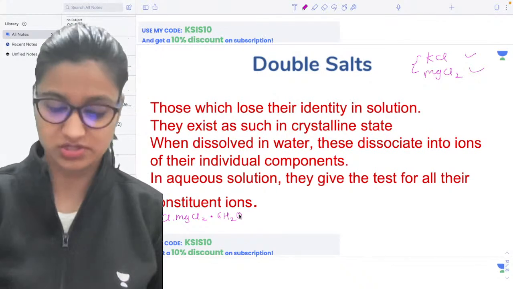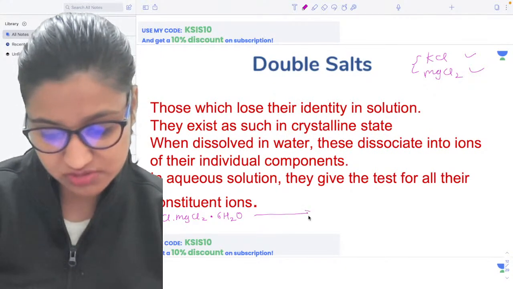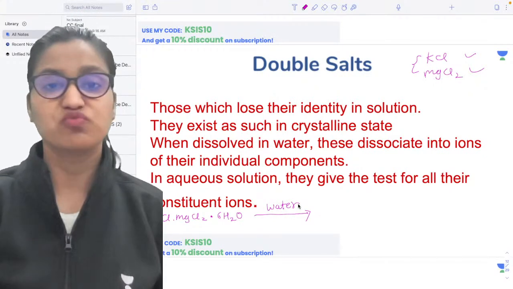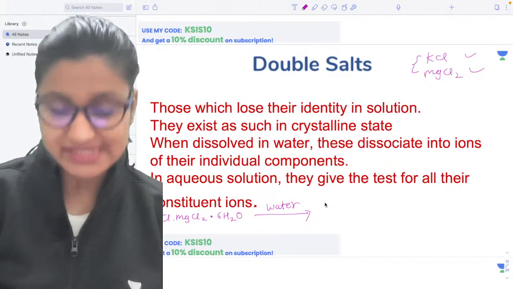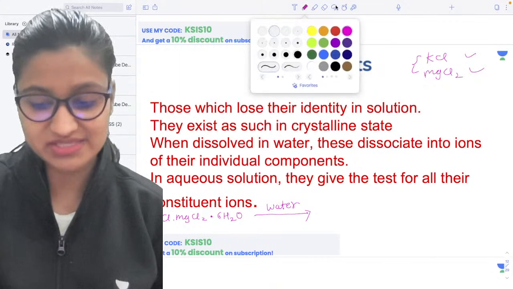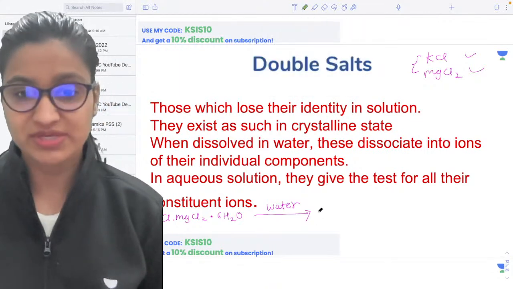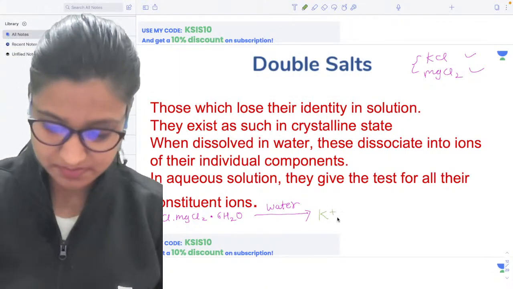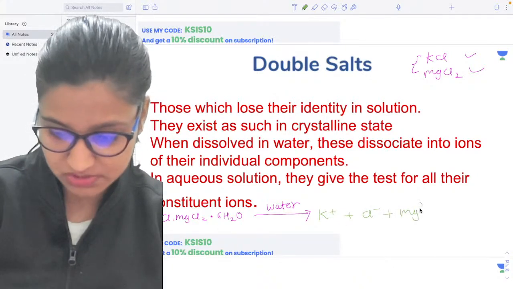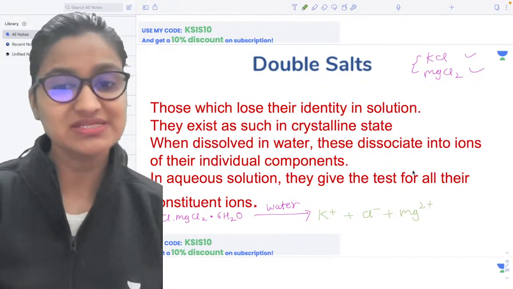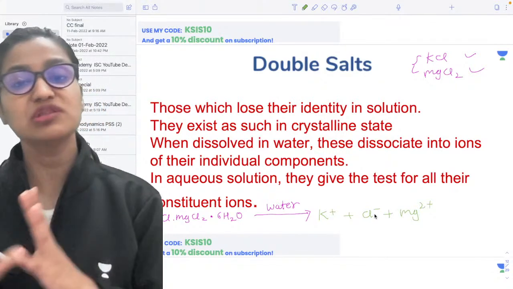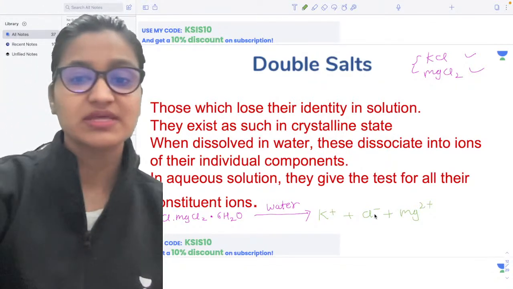This is the compound, all right? And if you dissolve it in water, what are you going to get? You will get all the individual ions. सभी के सभी individual ions में dissociate हो जाएगा. You can see K positive plus Cl negative plus Mg2 positive. So you can see that it gets dissociated into all of its individual ions, okay?